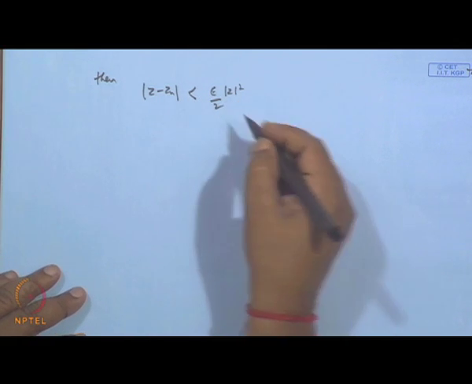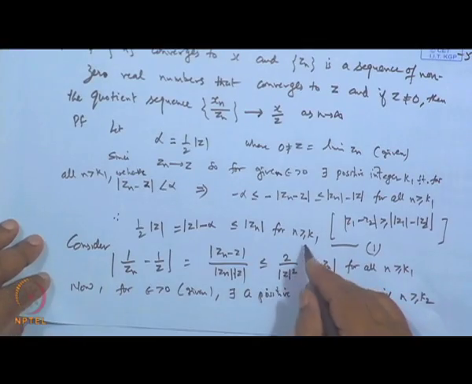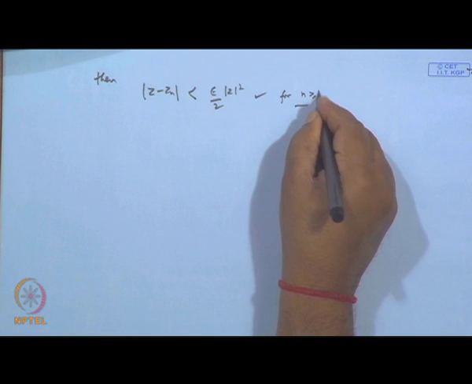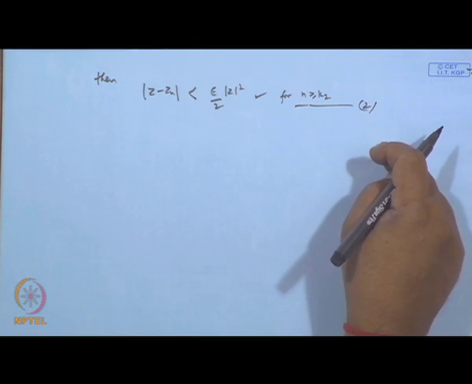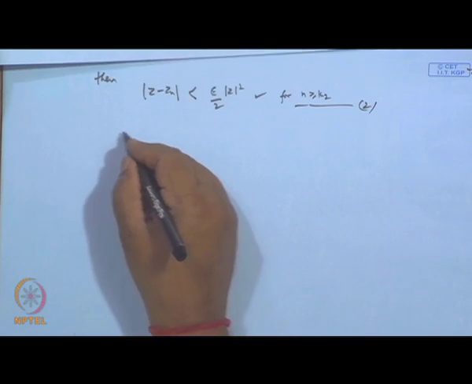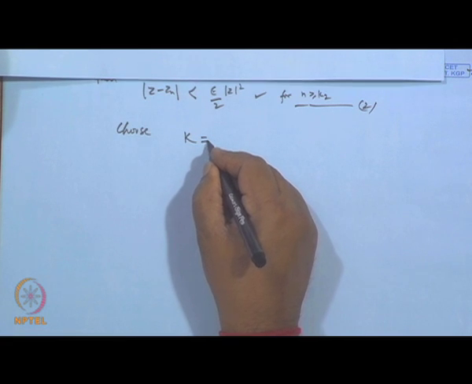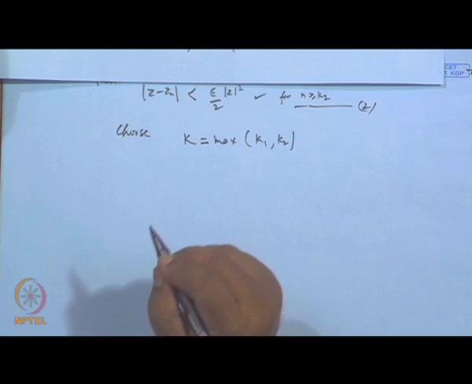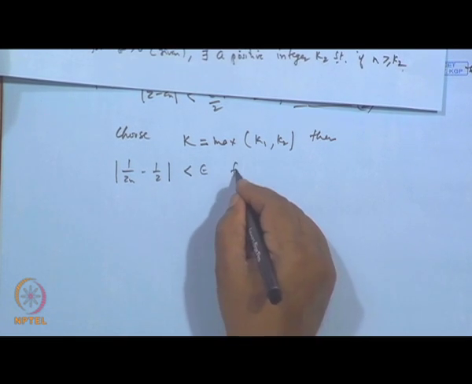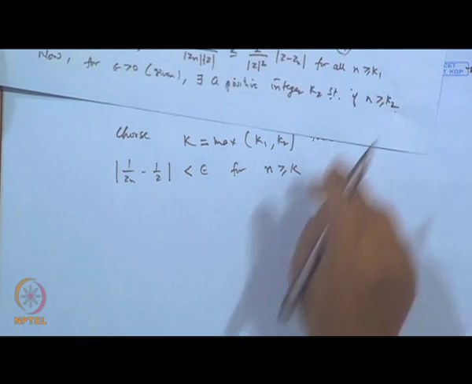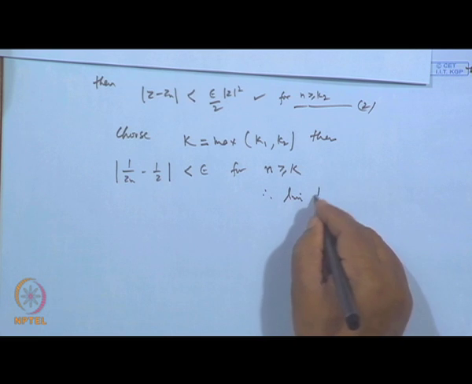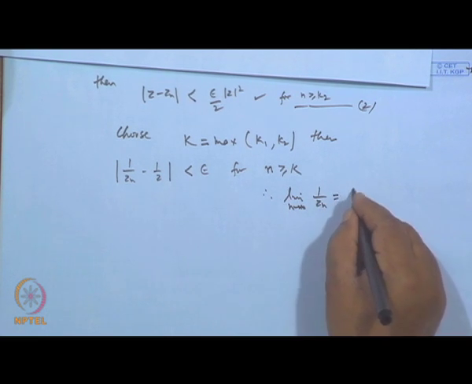Now, this is true for all n greater than k 1, and this is true for all n greater than k 2. So, let it be 2. If we combine 1 and 2, if I take k, an integer which is the maximum of k 1 and k 2, then this difference can be made less than epsilon for all n greater than or equal to k, because both hold true. This shows the sequence 1 by Zn goes to 1 by z. Therefore, the limit of the sequence 1 by Zn as n tends to infinity is 1 by z.